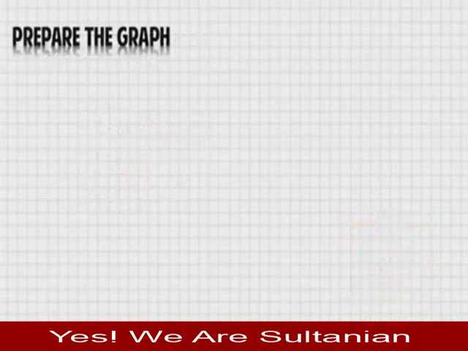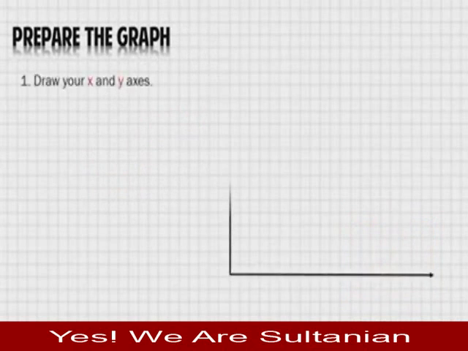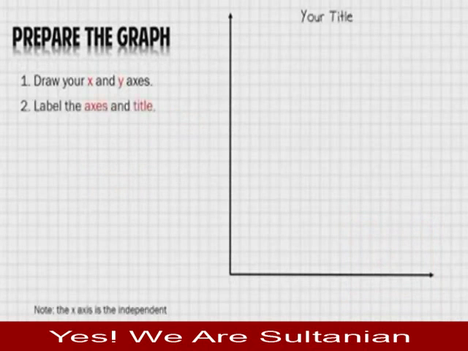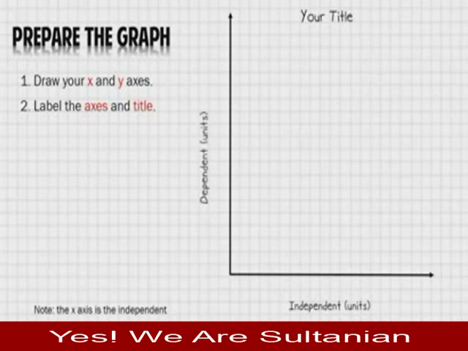So let's look at how to prepare a graph. Draw your x and y axes, and then label the axes with your title, your independent and your dependent, and your units. And always remember, the independent goes on the x-axis.